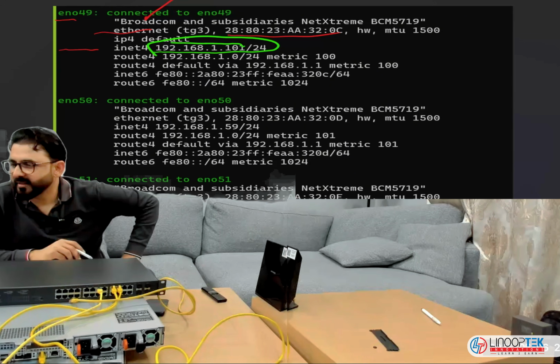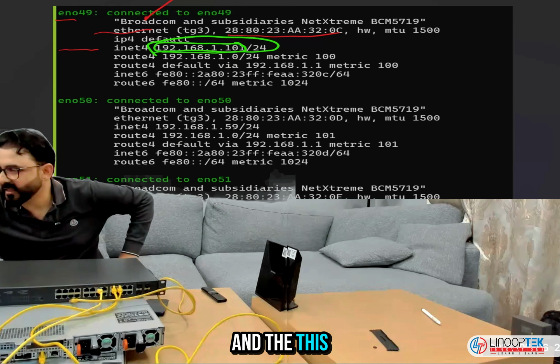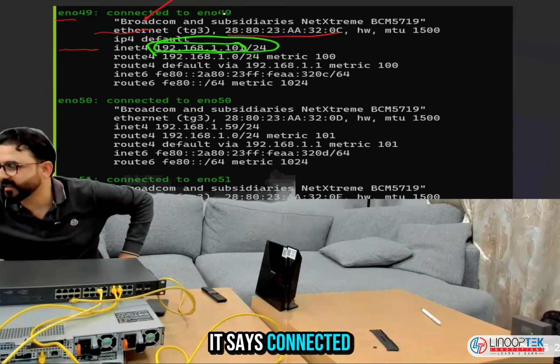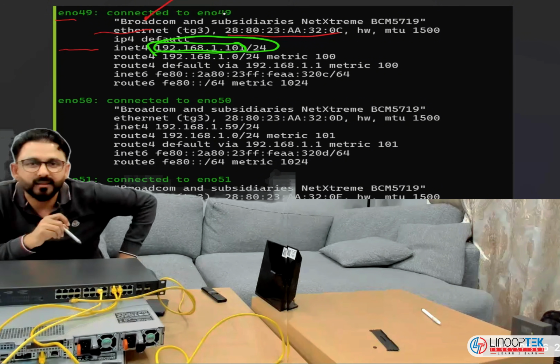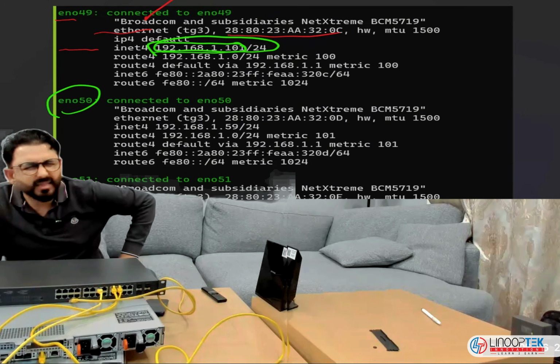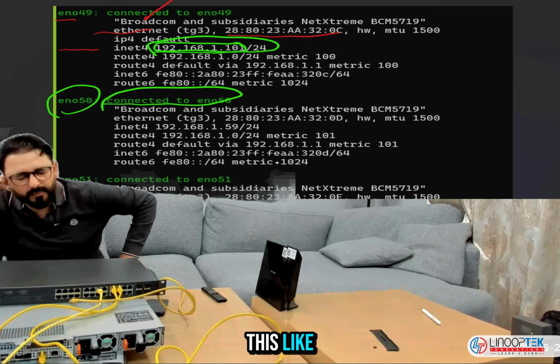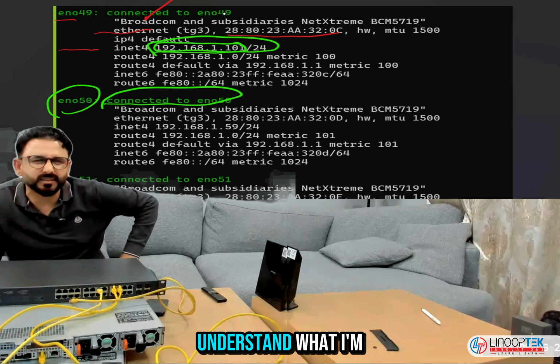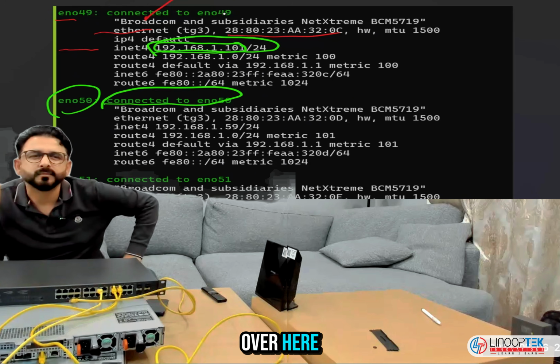All right, and this is another network card over here. It says connected. That means there's a cable connected. Is this too much stuff? Is this really crazy to understand, what I'm teaching you guys over here?